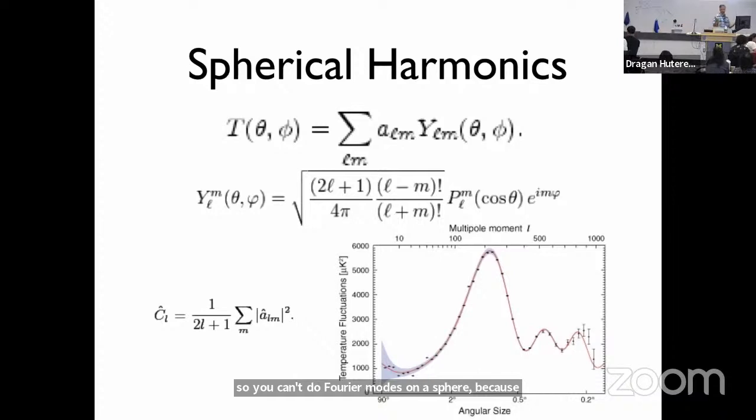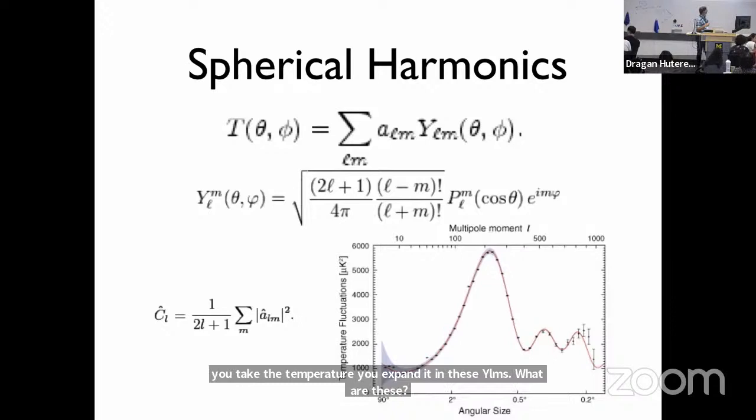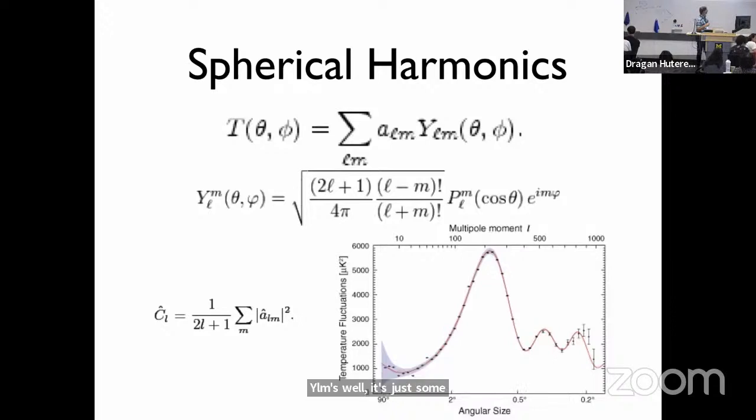The Fourier modes are what you want if you have something that's repeating in X and Y on a nice grid. That's not the geometry we have. The geometry we have, the complete basis here, is the spherical harmonics. So you take the temperature, you expand it in these Y_lm. What are these Y_lm? Well, it's just some prefactor times the associated Legendre polynomial of cosine theta, right there.